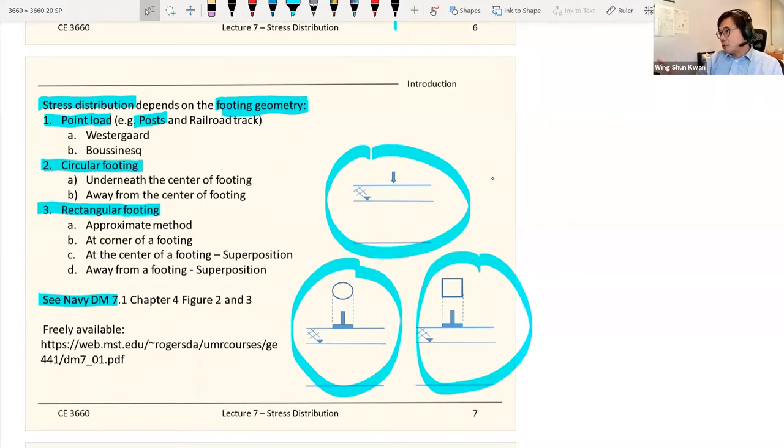One more time, this is based on the footing geometry. The DM 7.1 manual is freely available online, so feel free to download it. It's a reference that everyone uses. If you want to build a super engineering library or a geotechnical library, it's a file you always want to be able to pull out easily, whether on your computer or on your bookshelf.